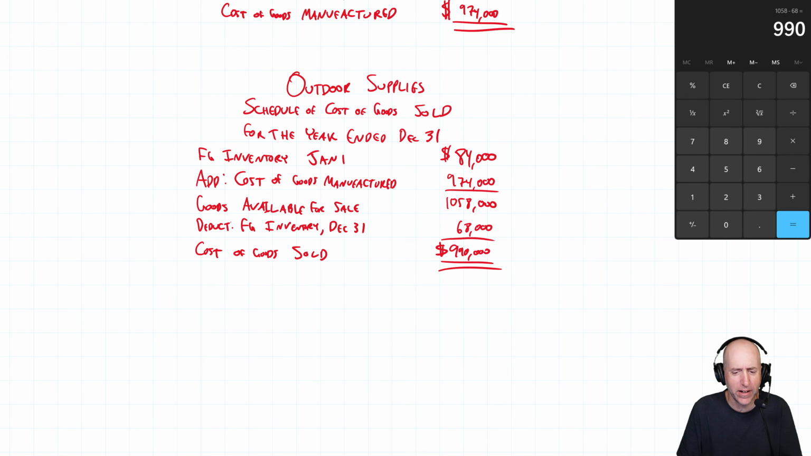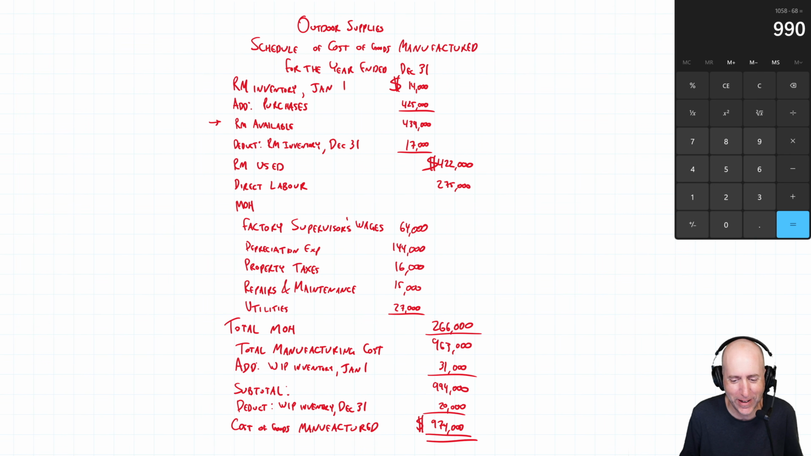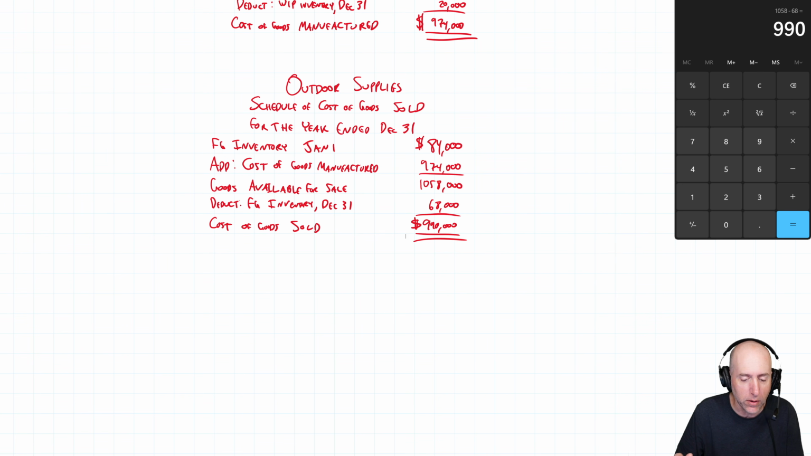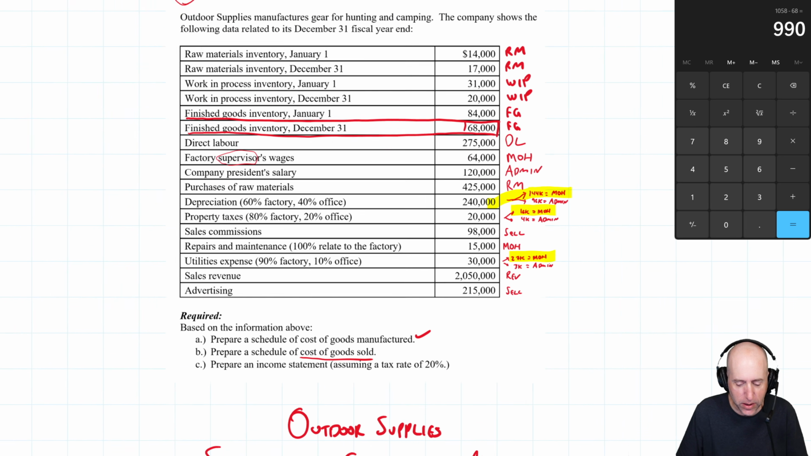We've completed a beautiful schedule of cost of goods manufactured, which summarizes the material, labor, and overhead usage during a period. We've computed a beautiful schedule of cost of goods sold. And now we're on to the last part, the income statement.